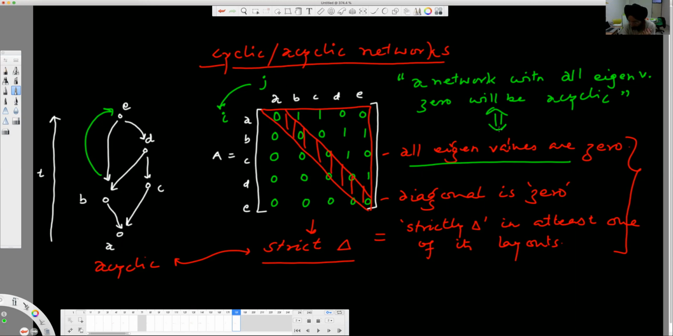Or in other words, let me change this question. Let us say that if I have a cyclic network, it will have at least one eigenvalue which is non-zero, isn't it? That's why it is cyclic. A cyclic network will have at least one eigenvalue which is non-zero. If all are 0, it is acyclic, right? So can we prove this? This can be proven, and we will see it in the next class.